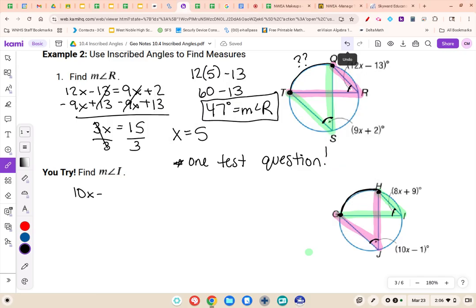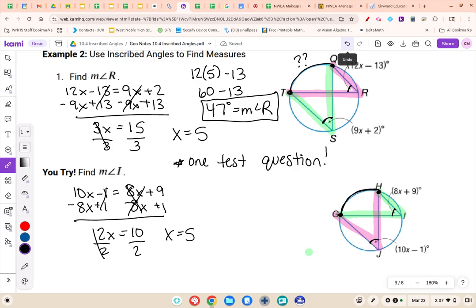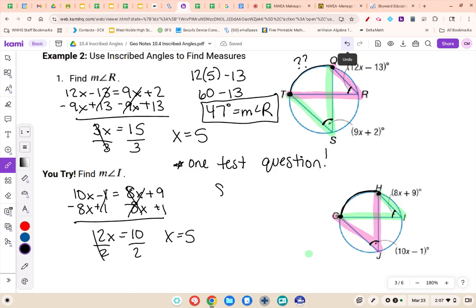We have 10x minus 1 equals 8x plus 9. I'm going to add 1 to both sides and subtract 8x on both sides. And it looks like we actually end up getting that x is 5, again, like the last problem. But when we plug this in, we need to find the measure of angle I. I'm guessing it's going to give us a slightly different answer. So we get that the measure of angle I is 49 degrees.